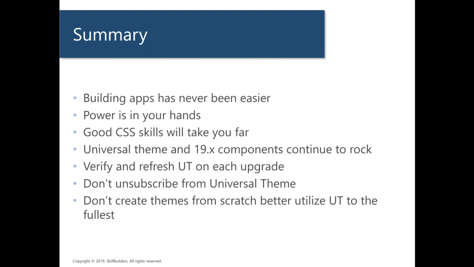Universal Theme and Apex 19 components are always new and refreshing. They always try to keep up with what's latest. One of them was the facet search. Please make sure that you don't unsubscribe from Universal Theme. Don't create themes from scratch. That's what you needed to do before, like before version 5. Nowadays it's history, luckily, which is good for all of us. And always verify and refresh your Universal Theme on each upgrade. That's the bottom line, because if you don't do that, then your Universal Theme won't be on the latest version, which can cause you issues down the road.